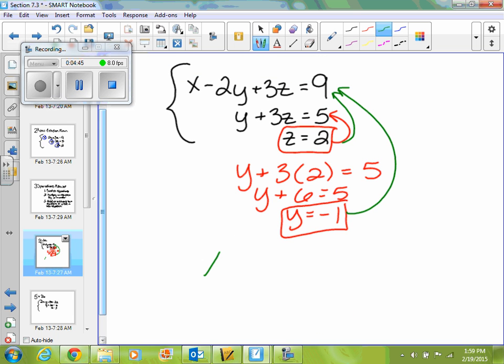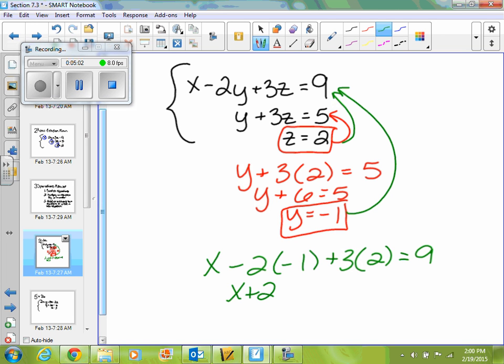Did you guys do this in Algebra 2? You didn't? You're supposed to do it in Algebra 2 with matrices, not with equations that look like this. Okay.